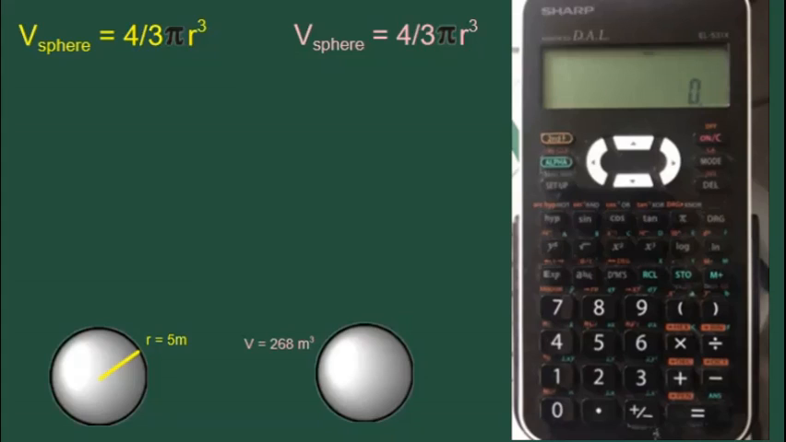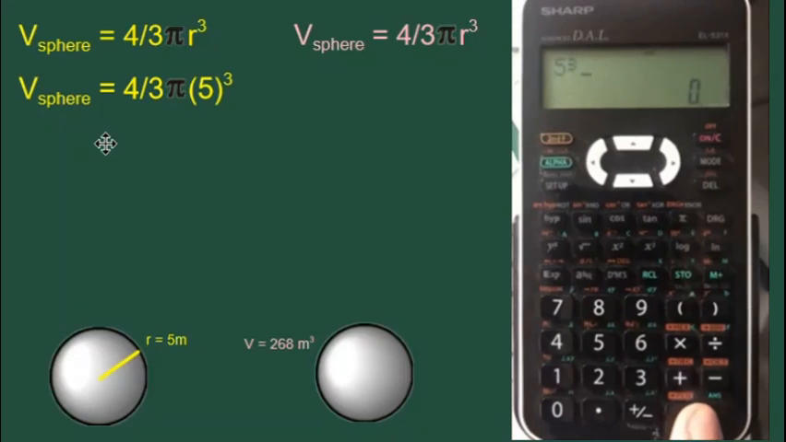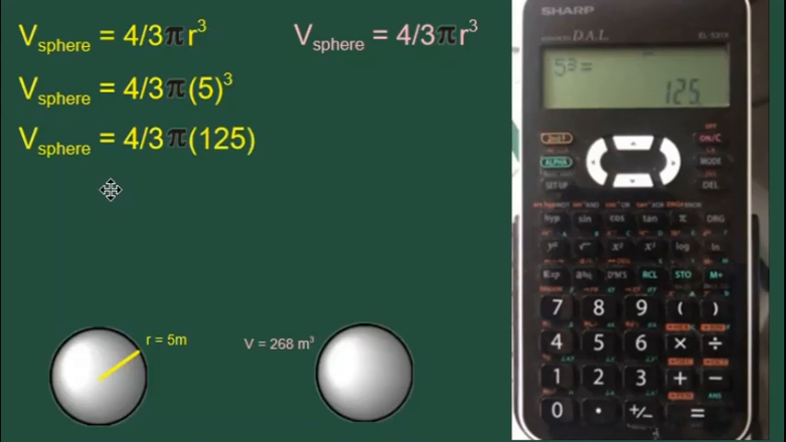When the volume is the unknown, like in my example on the left, we must cube the radius, so we need the x cubed key. We enter the radius length in the calculator, and then press the x cubed key and the equals key. And we get the cube of our radius. We plug that into the formula, and then we multiply by 4/3 and by pi to get our volume.